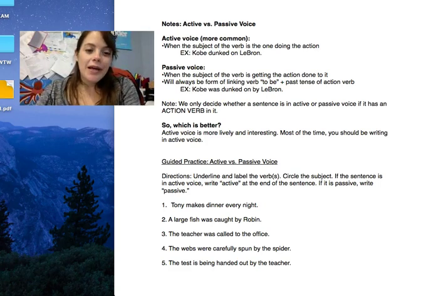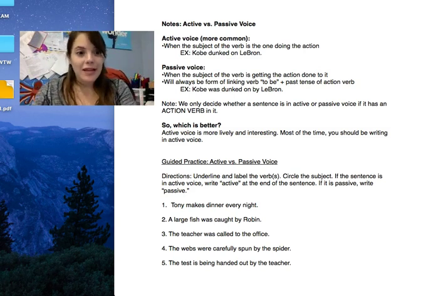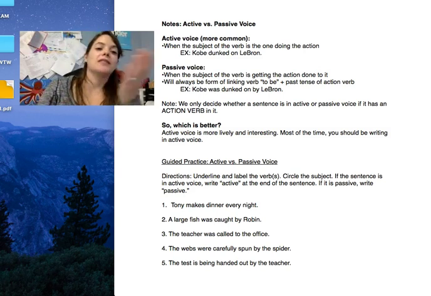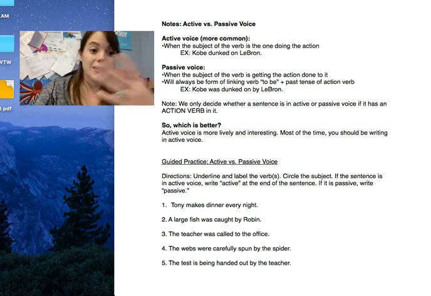Hey guys, so today we're going to talk about active or passive voice, which is something to do with our verbs. So when you think of verbs, you might think of tense, like past, present, or future tense. But voice is another aspect of verbs that we need to talk about.